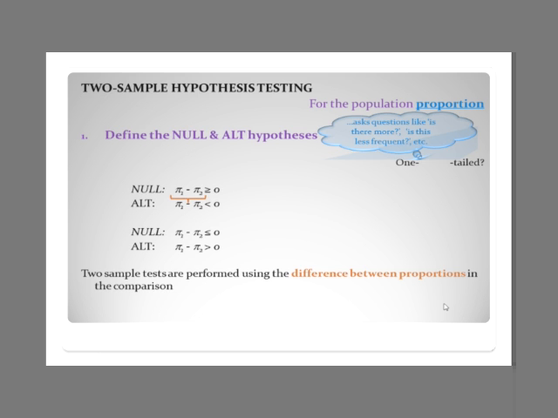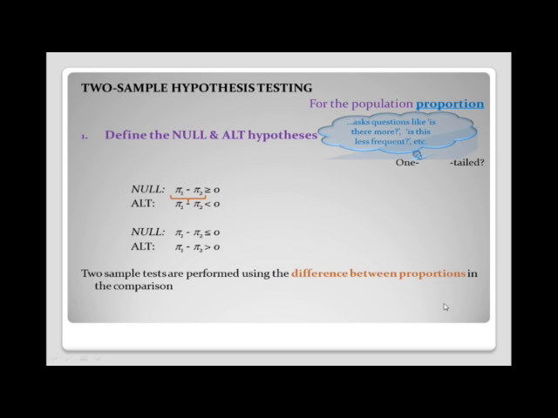This test is exactly like all the others, where step one, we define the null and alternative hypotheses. This is a proportion test, so the Greek symbol that you would use here is a pi. One-tailed tests will use a question like, is there more, is this less frequent, type of thing. And you can see there the greater than, less than options available. The equal sign, remember, has to go on the null. These tests are also performed using the difference between proportions. So that's why it's set up this way.